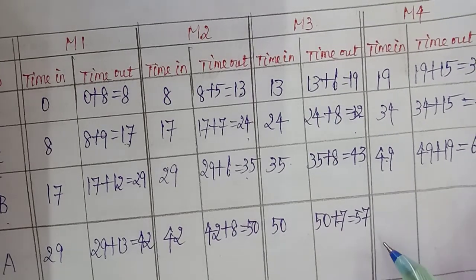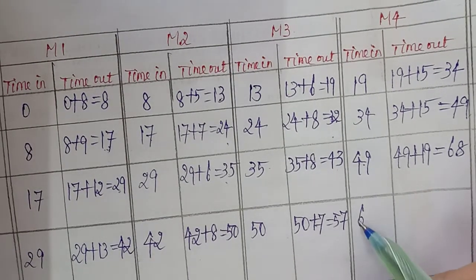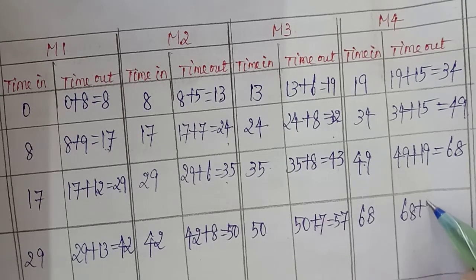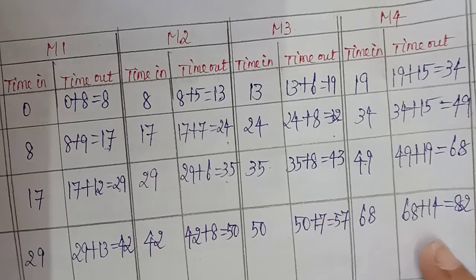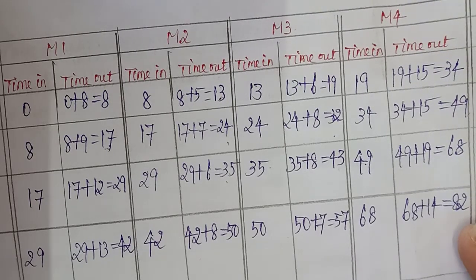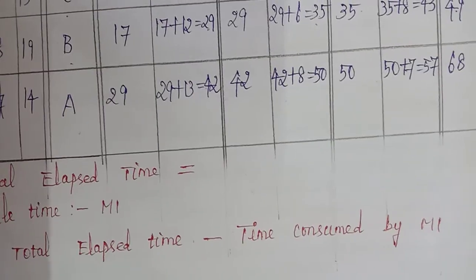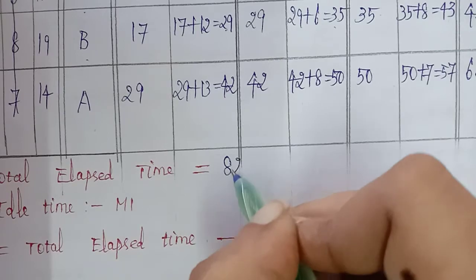Then 68 and 57 you compare. 68 is the largest value. So 68 plus 14, 82. 68 plus 14 is 82. So this 82 is the total elapsed time. So total elapsed time is 82.